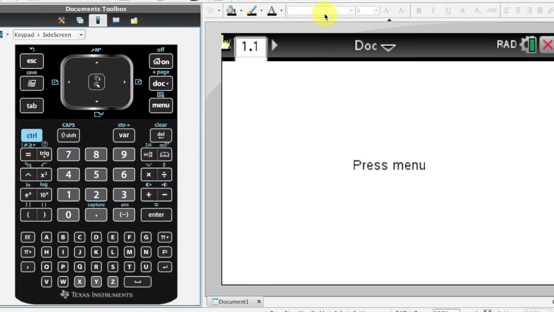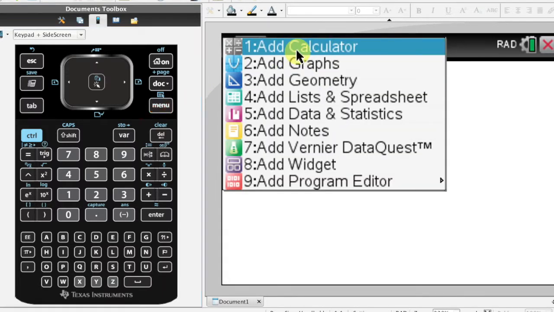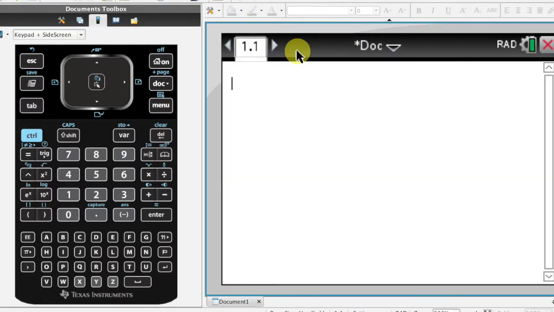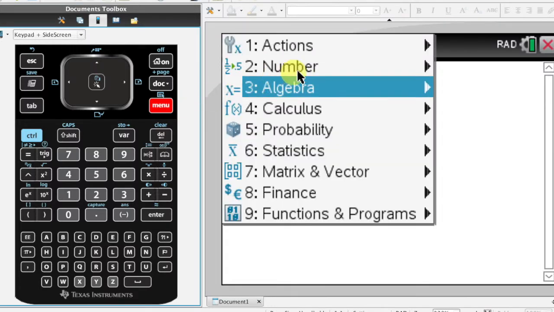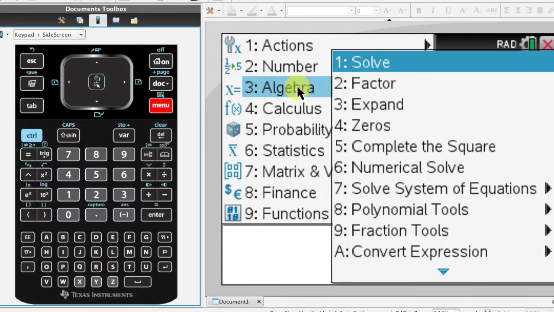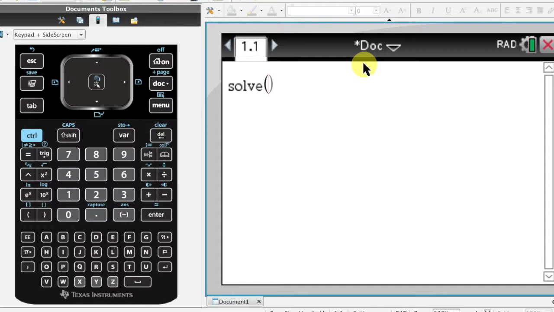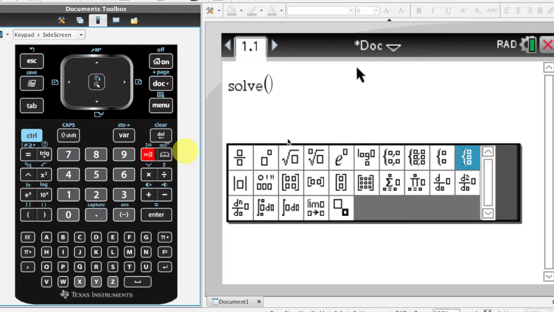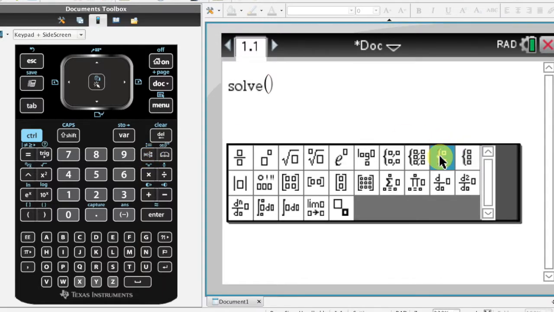So getting to my CAS, I can just go menu, and I want a calculator, and let's make use of the solve function. So menu, algebra, and solve. And now I'm going to put in the two equations. So I'm just going to use the template. So let's click on here, and I want two equations.